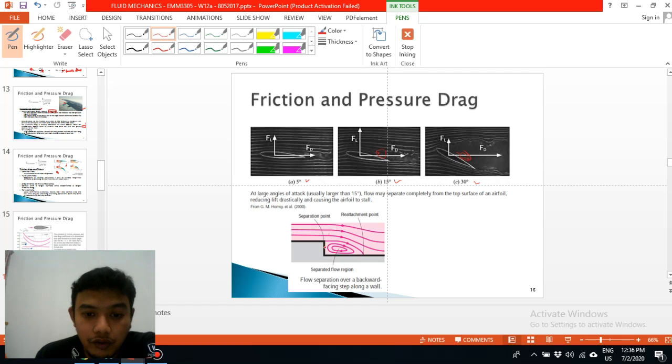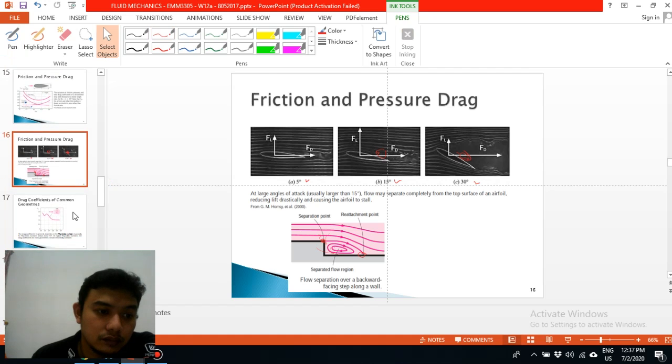If we go into detail for the flow, a separation point happens. The flow will have separation starting at this separation point, producing a separated flow region.